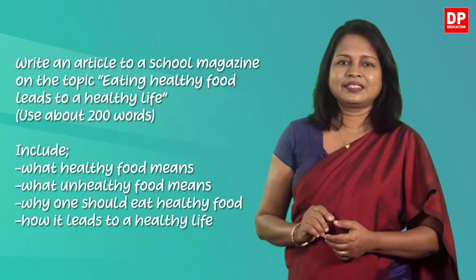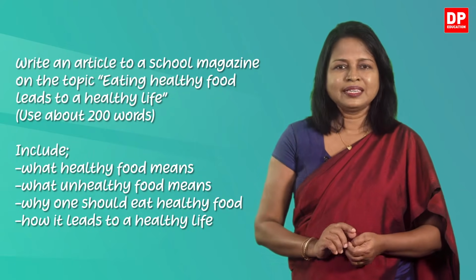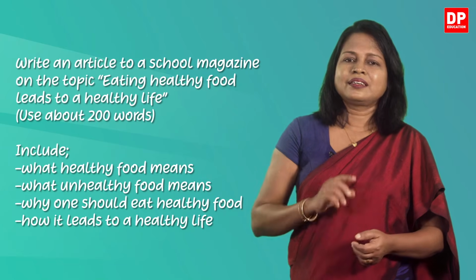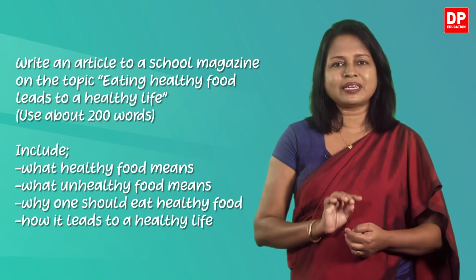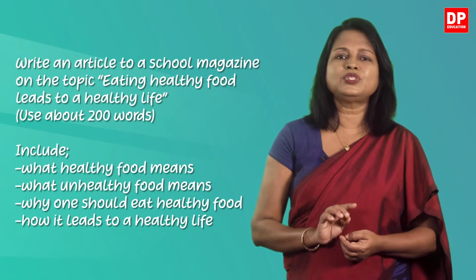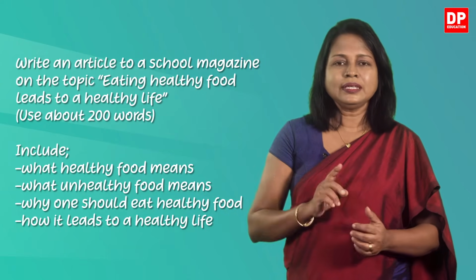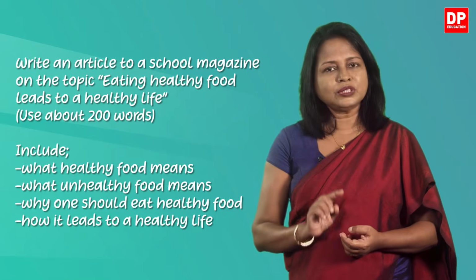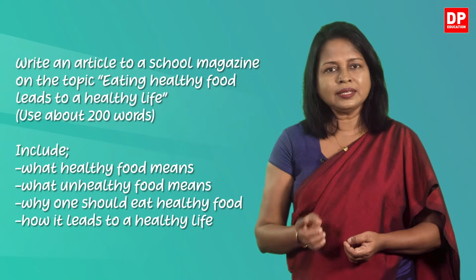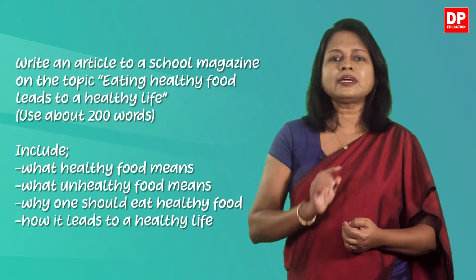Children, let me elaborate on what I taught you using an example. Look at this question. This question appeared on 2019 O-level paper. Let's read it together. Write an article to a school magazine on the topic Eating healthy food leads to a healthy life. Use about 200 words. Include what healthy food means, what unhealthy food means, why one should eat healthy food, and how it leads to a healthy life.